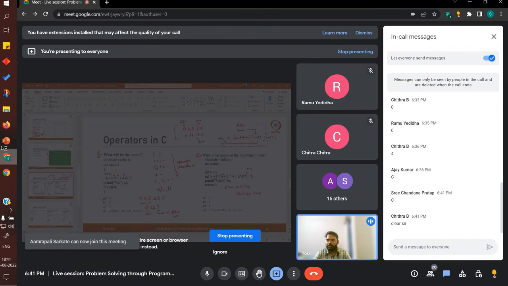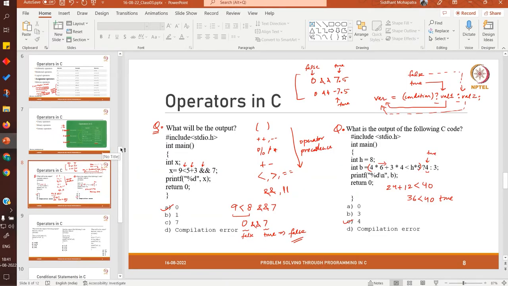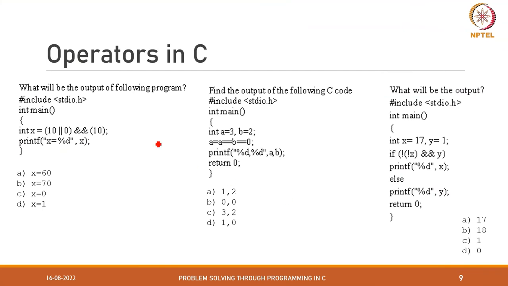Is that okay? So let's go to the next question. We have a few more questions here. The first question here is kind of similar. We'll still be using the operator precedence that we were looking at in the previous page. So try to solve this question. We have a 10. This is a logical OR operation, if you don't remember, and this is a logical AND operation. So try to solve this particular question, evaluate this particular expression.